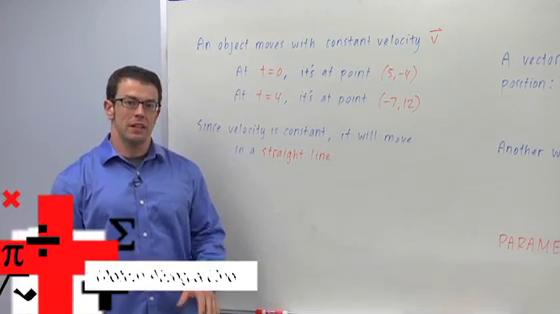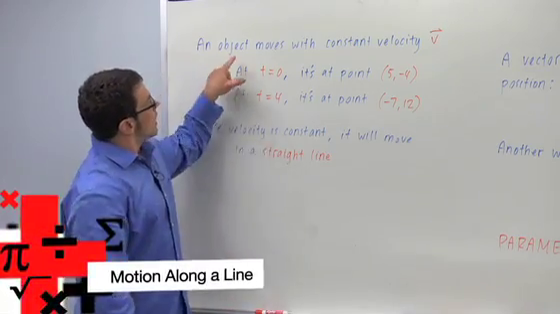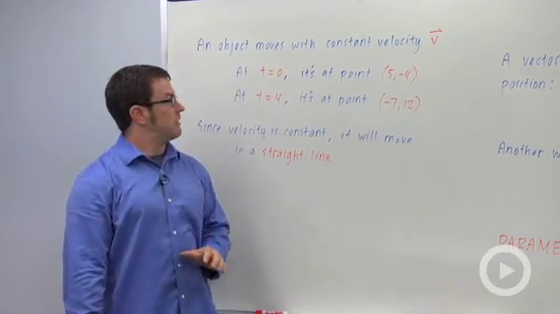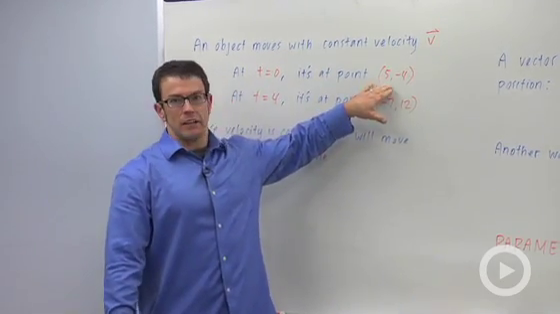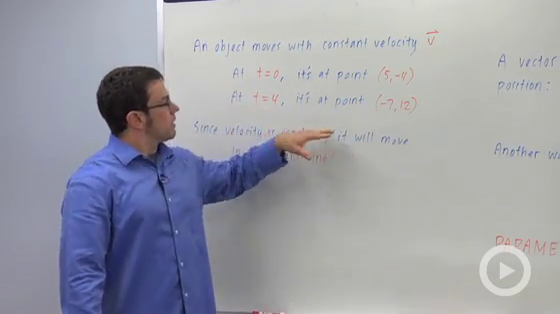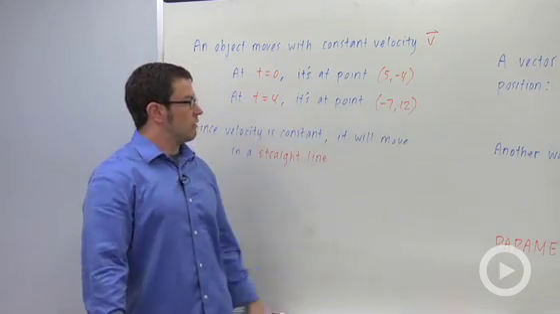I want to talk about motion on a straight line. Imagine an object that moves with constant velocity v. At t equals 0, it's located at point (5, -4). And at t equals 4, it's at point (-7, 12).